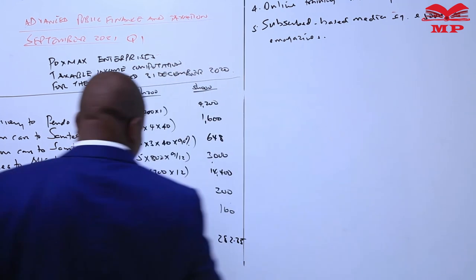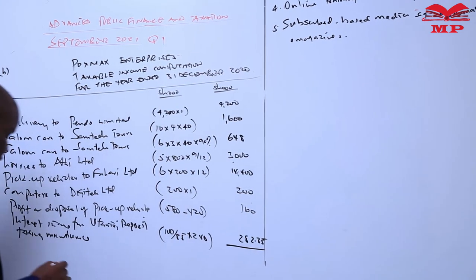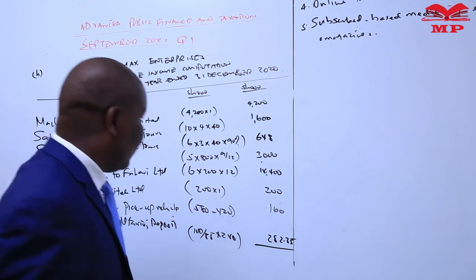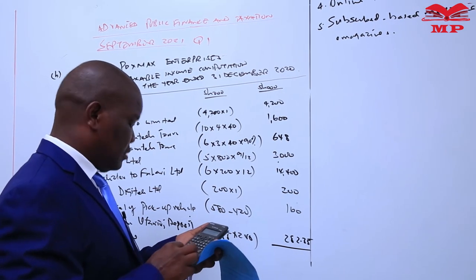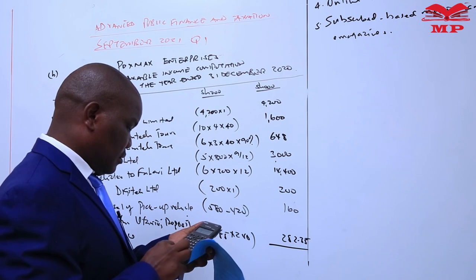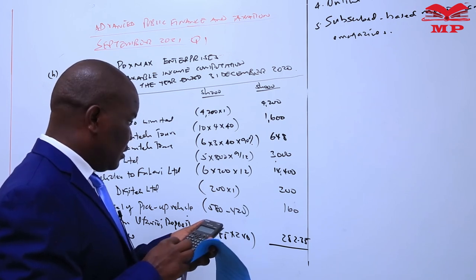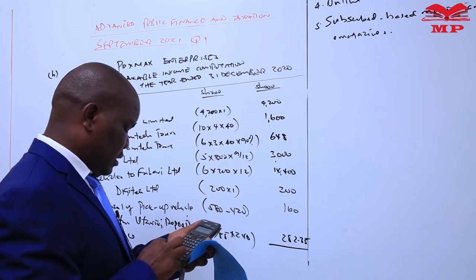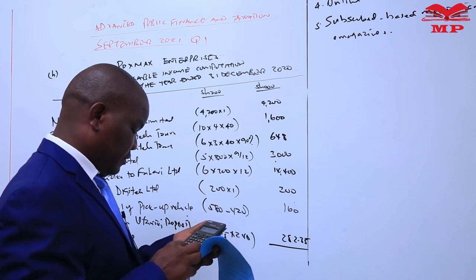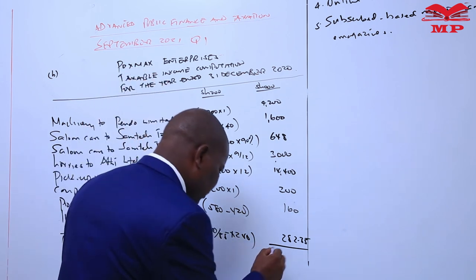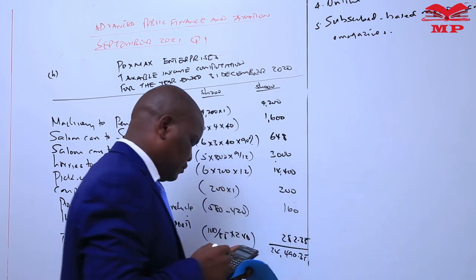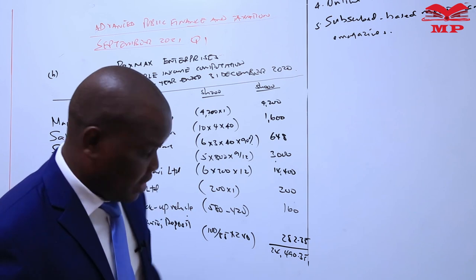So what we do is to get the sum of all this and call it total income. So we get the sum of all that, 4.2 plus 1.6 plus 648 plus 3,000 plus 14,400 plus 200 plus 160 plus 282.35. That gives a total of 490.35. Now we are using the gross profit approach to work out the equation.